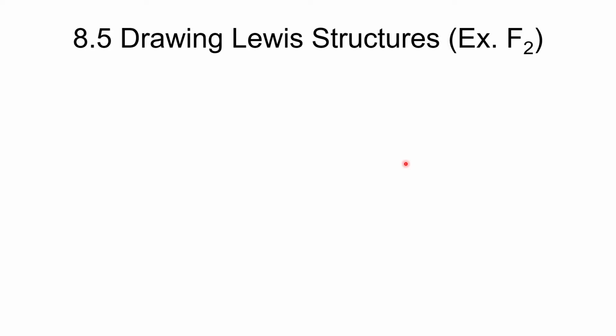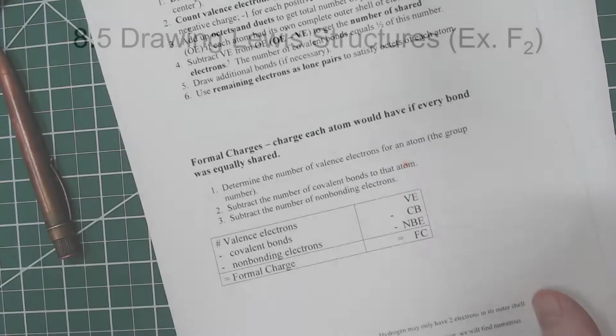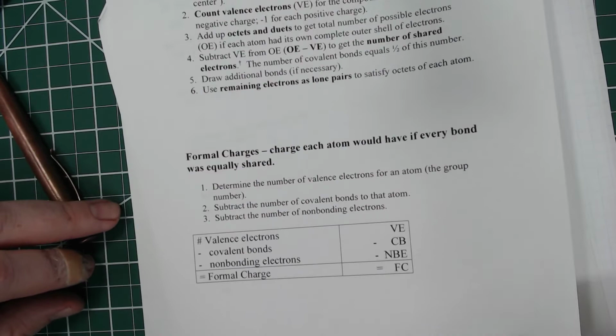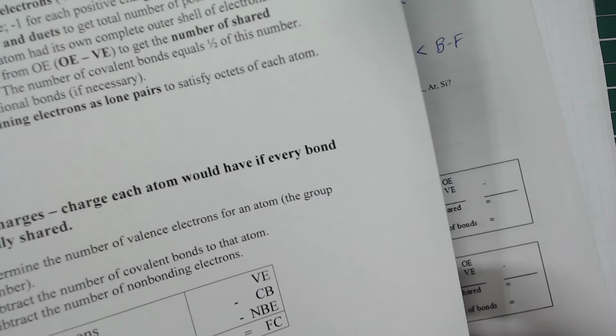Obviously you have the in-class assignment printed out, but also there's this page that's Lewis structures of molecules and polyatomic ions. I would encourage you to print that out because we're going to use that, and it's got little footnotes at the bottom. This is a handy thing to reference while you're working on these problems.